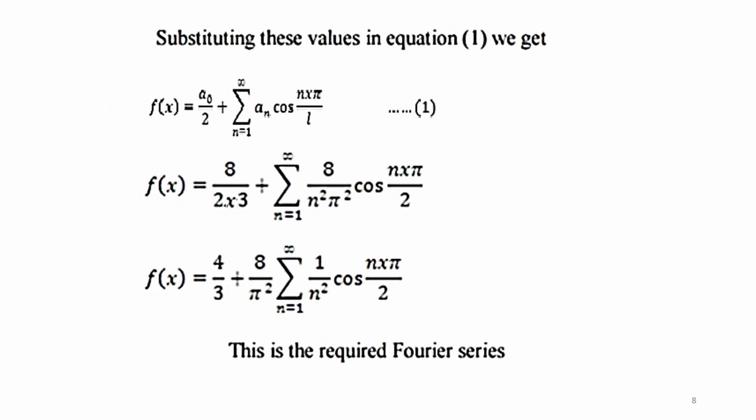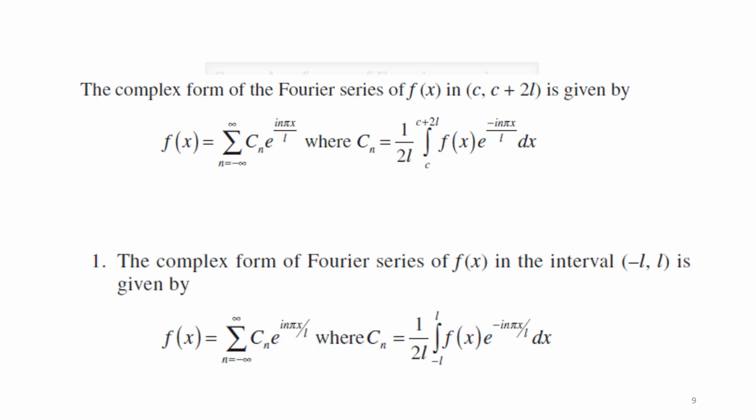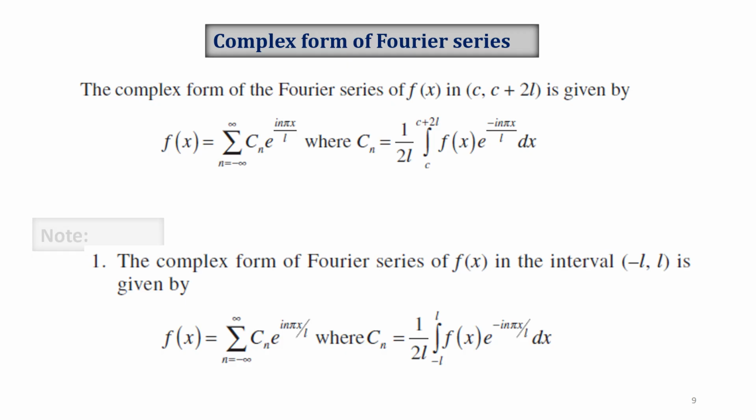Okay, so for the Fourier series, you have to find the Fourier series of f of x in c comma c plus 2l, given by the following. There is no change in anything, just the formula alone will change. f of x is equal to summation n is equal to minus infinity to plus infinity c n e power i n pi x divided by l, where c n is equal to 1 by 2l integral c to c plus 2l f of x e power minus i n pi x by l dx.